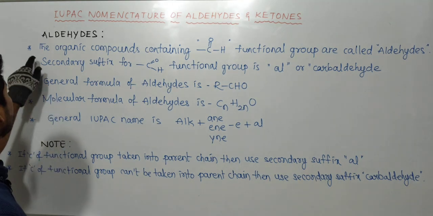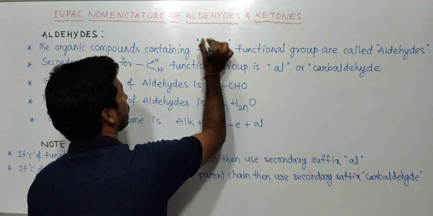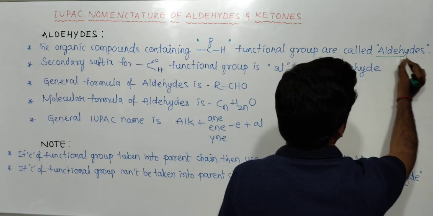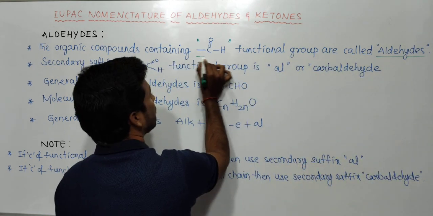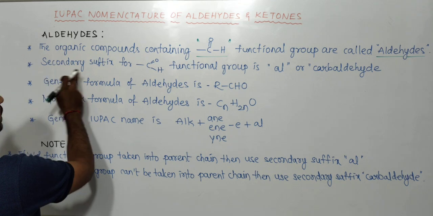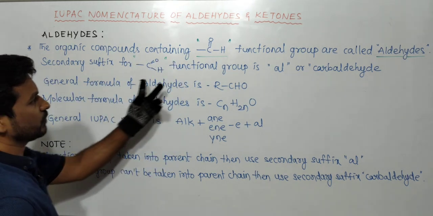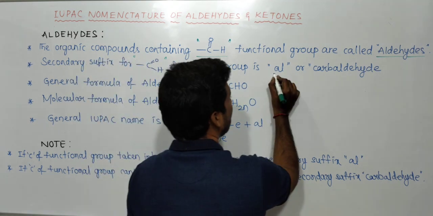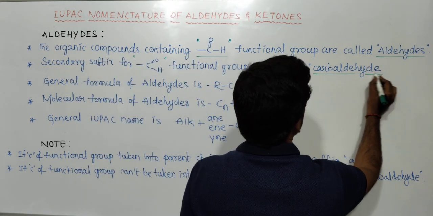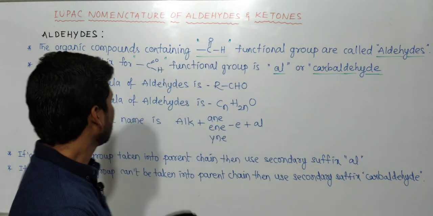First, aldehydes. Organic compounds containing the CHO functional group are called aldehydes. The secondary suffix for the aldo group, the CHO functional group, is al, or otherwise carbaldehyde. We use these two different secondary suffixes in different conditions.